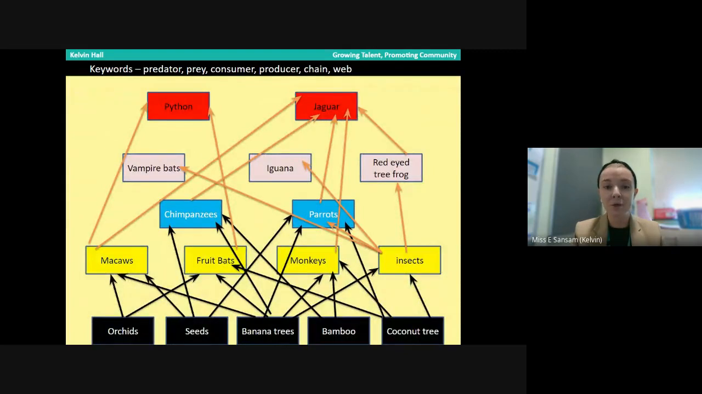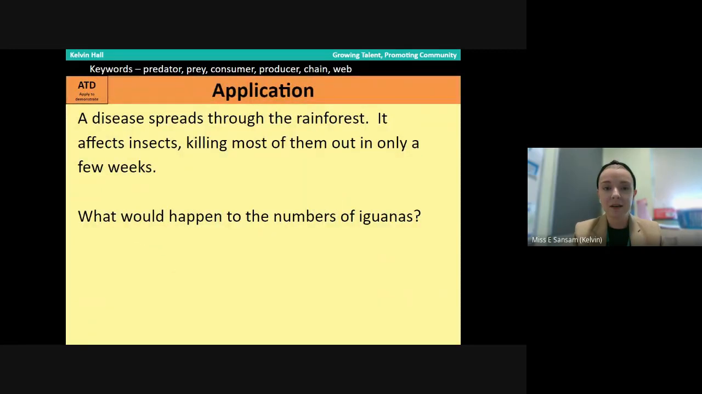So I'll show you on my food web then. You'll just be able to see that on the right-hand side in the yellow box. So my insects have died out. I've got no more insects. My first question to you, Year 6, is what would happen to the number of iguanas?